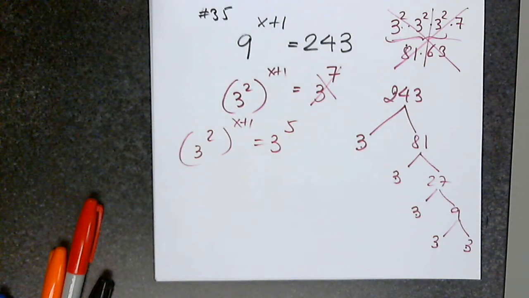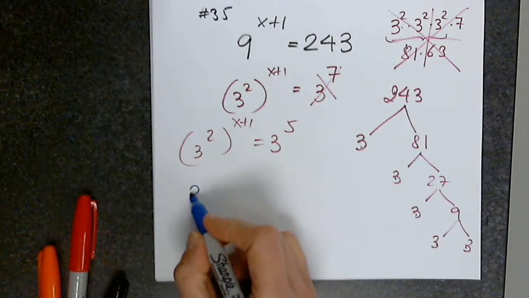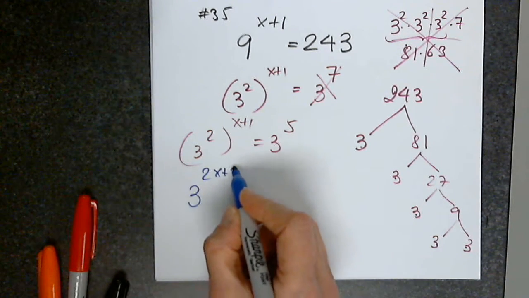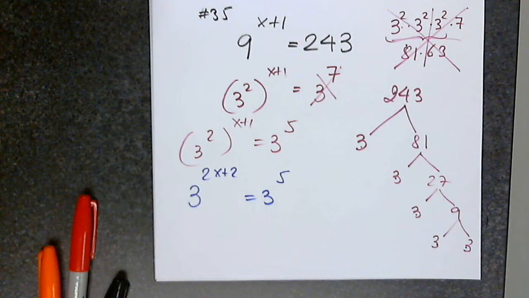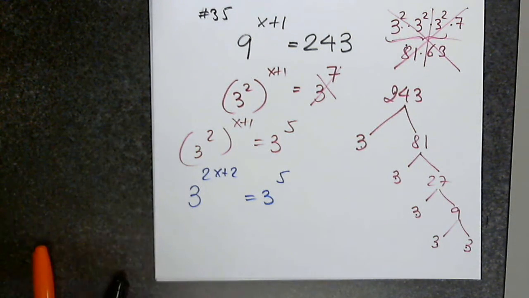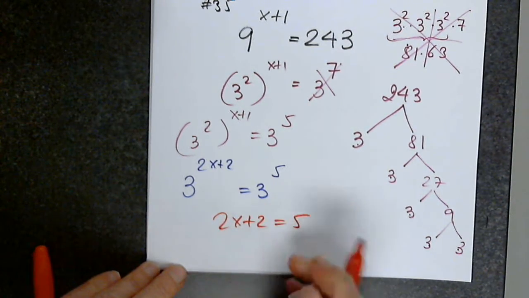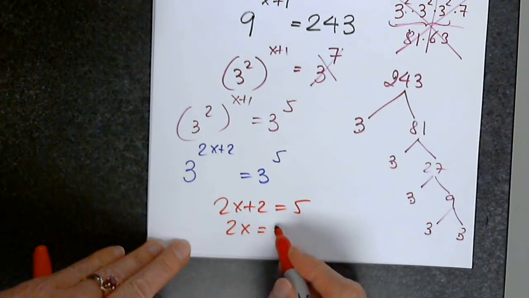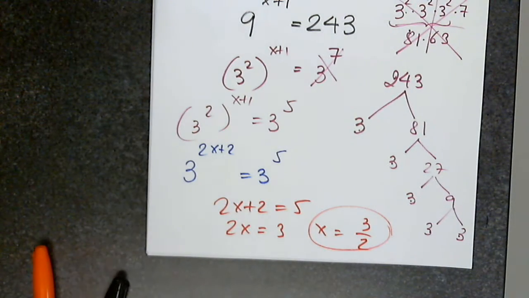Now the left-hand side. 3 raised to which power? Excellent. The right-hand side is 3 to the 5th. Two numbers are equal and they have the same base. What has to happen? Therefore, 2x plus 2 must equal 5. Therefore, x must equal 3 over 2. That's it.